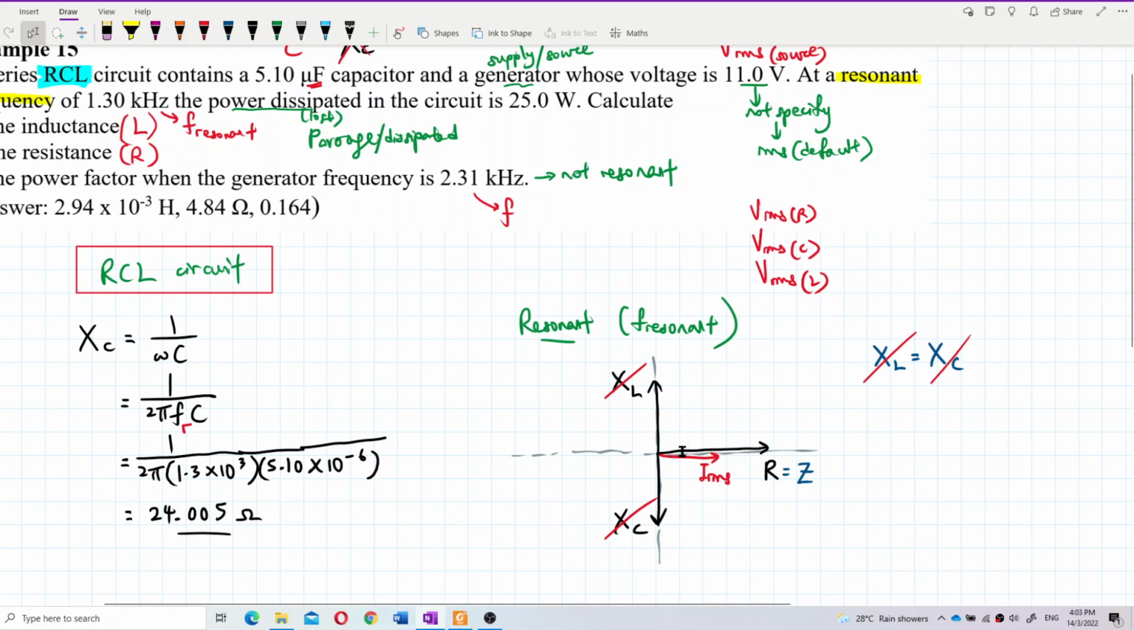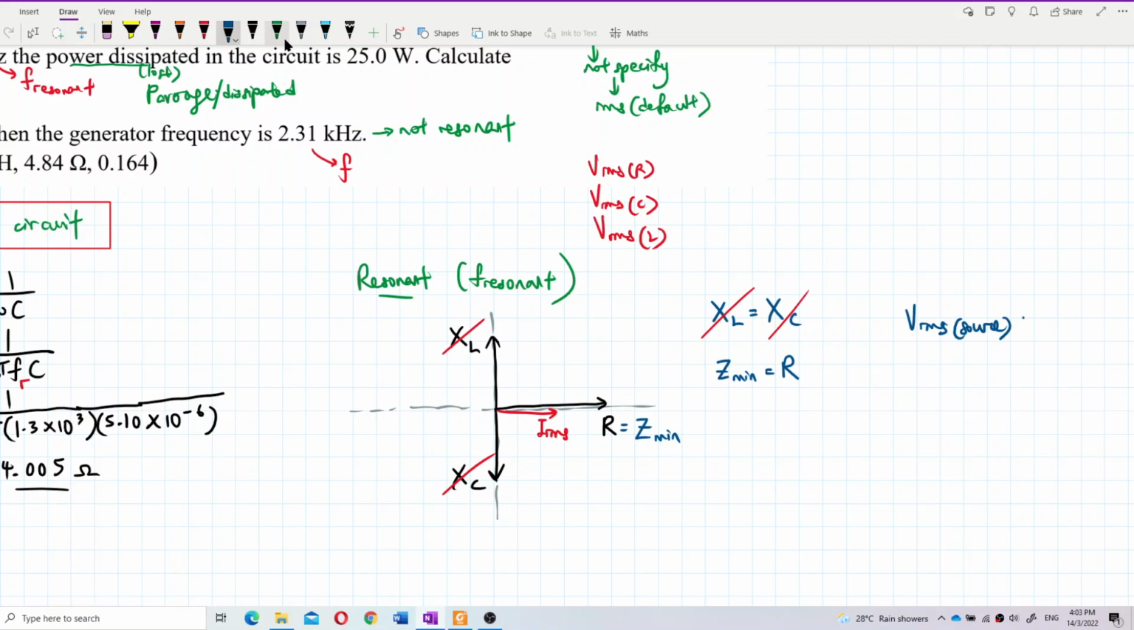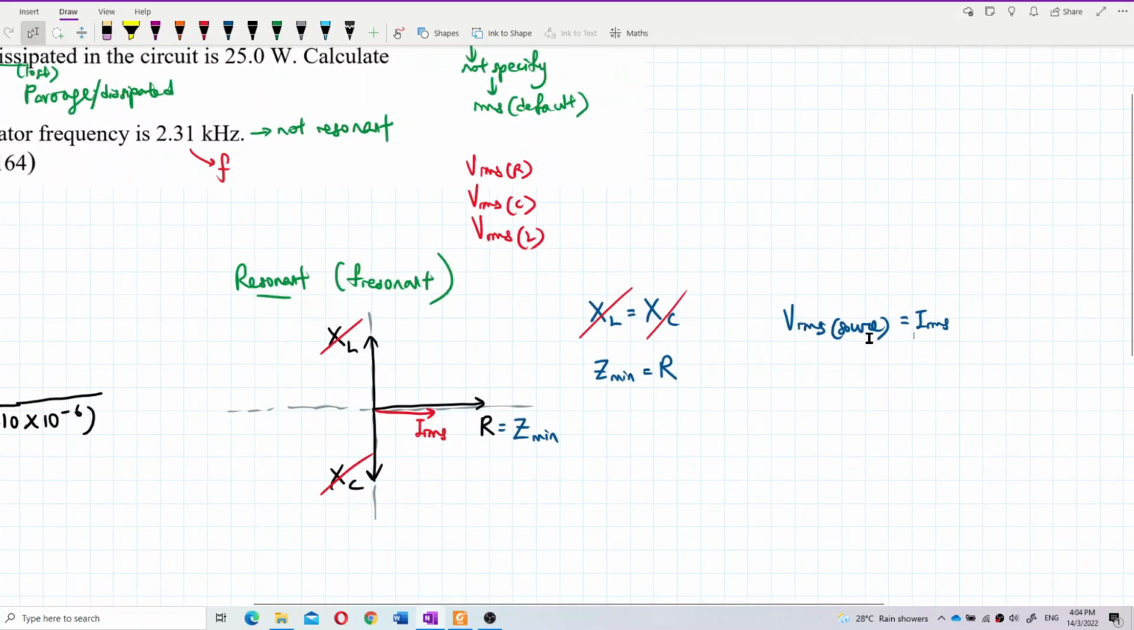So we only have the X component. So this X component becomes the impedance. Understand? And this impedance is at the minimum value of impedance. So when we talk about the form, we can say the Z is at minimum, equal to resistance. And when we talk about the formula VRMS source, I equal to IRMS, V source is equivalent to Z, isn't it?